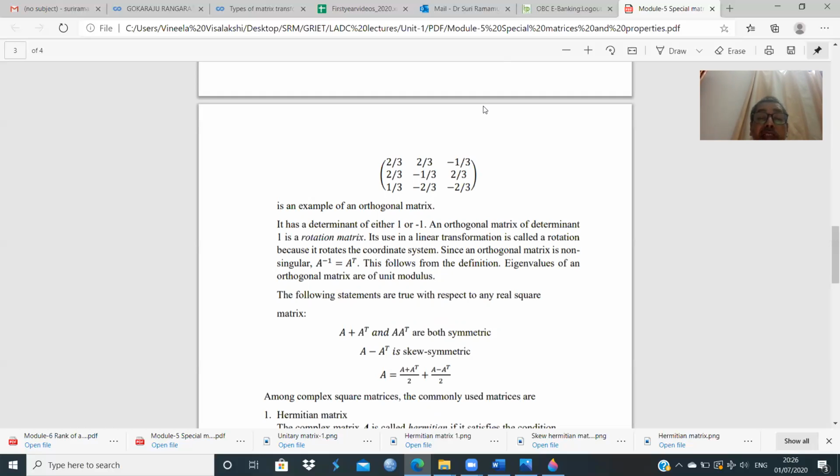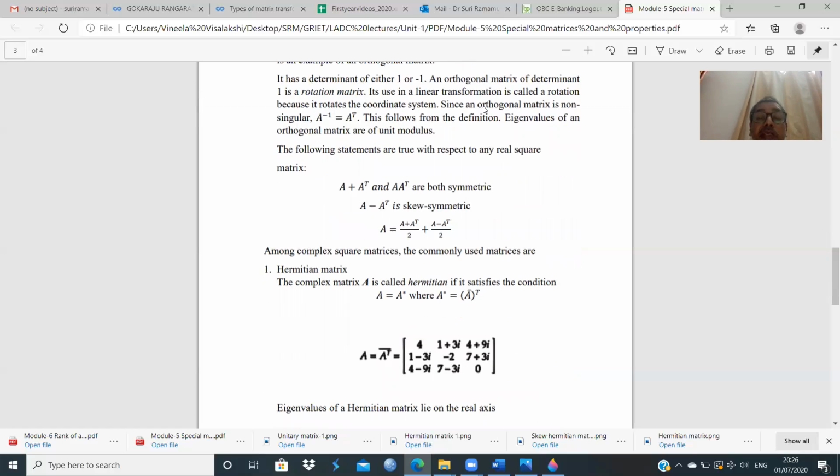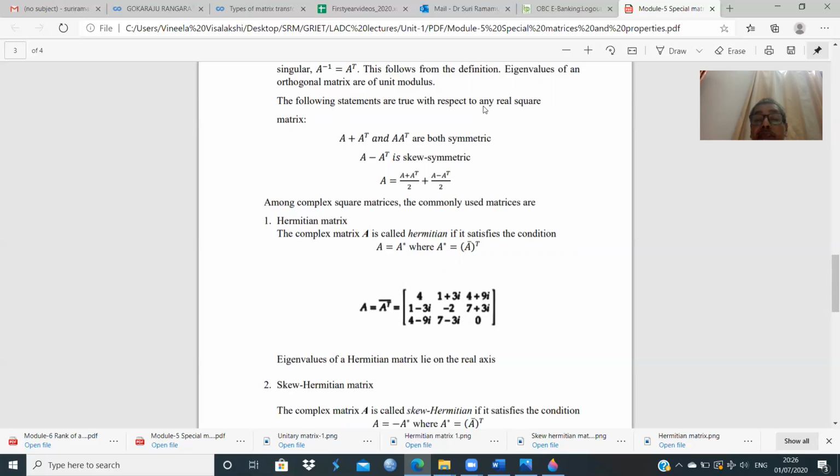So having seen these three important real matrices, there are three very important observations: A plus A transpose and A into A transpose are both symmetric matrices. A minus A transpose is a skew symmetric matrix, and any square matrix can be decomposed into two parts, a symmetric part and a skew symmetric part, by the rule (A plus A transpose)/2 plus (A minus A transpose)/2. Now let us come to complex square matrices.